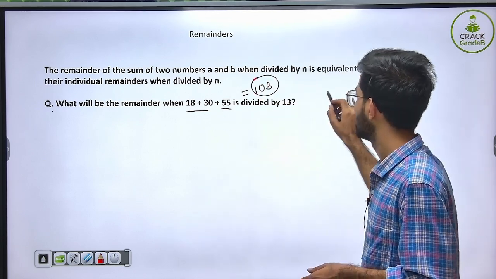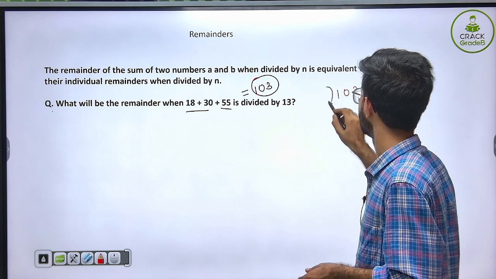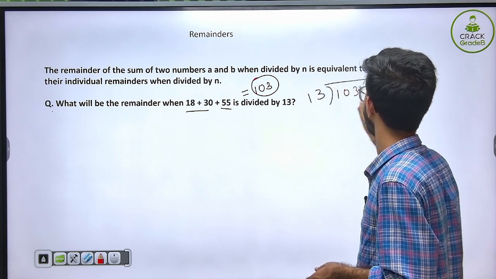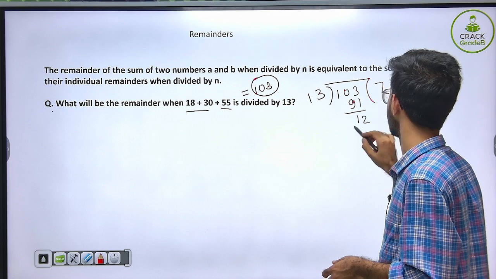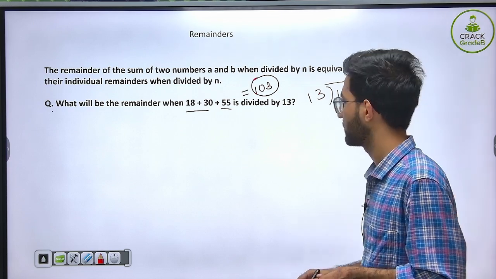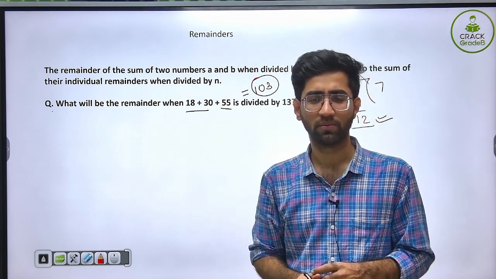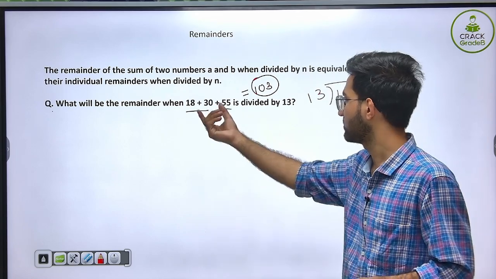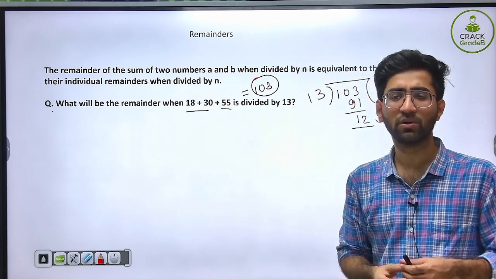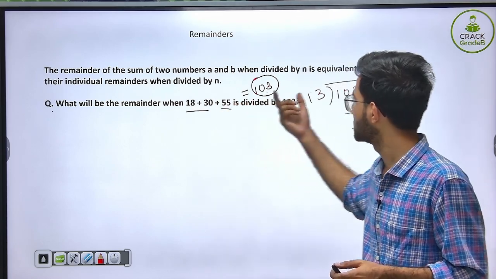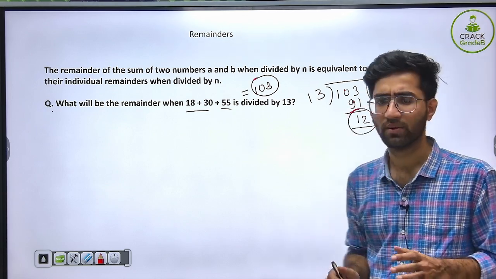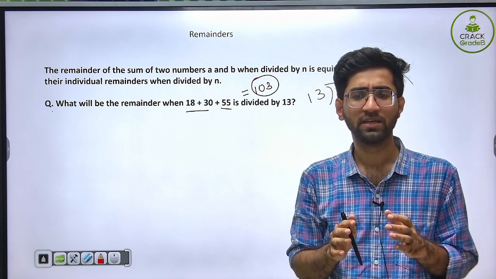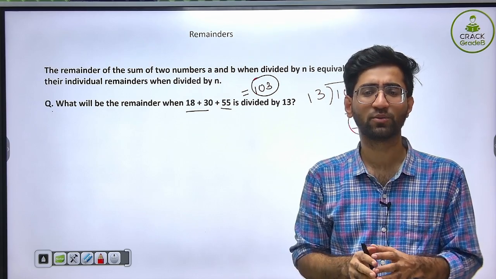And you can answer that if you divide 103 by 13, 13 into 7 is 91 and the remainder is 12. But why are we able to solve it? The reason is simple, you are getting simple numbers and you are able to add all of these numbers quickly. So the remainder is 12. But wait, we have to learn one approach for now, right?